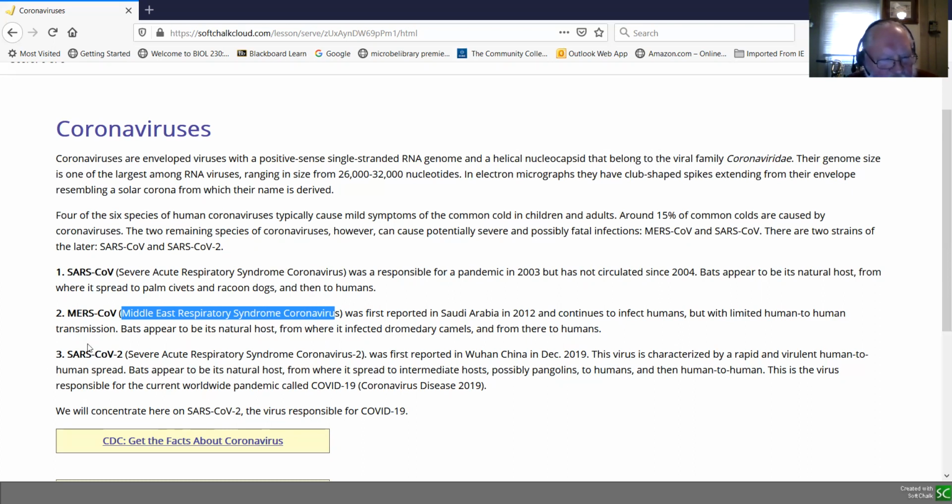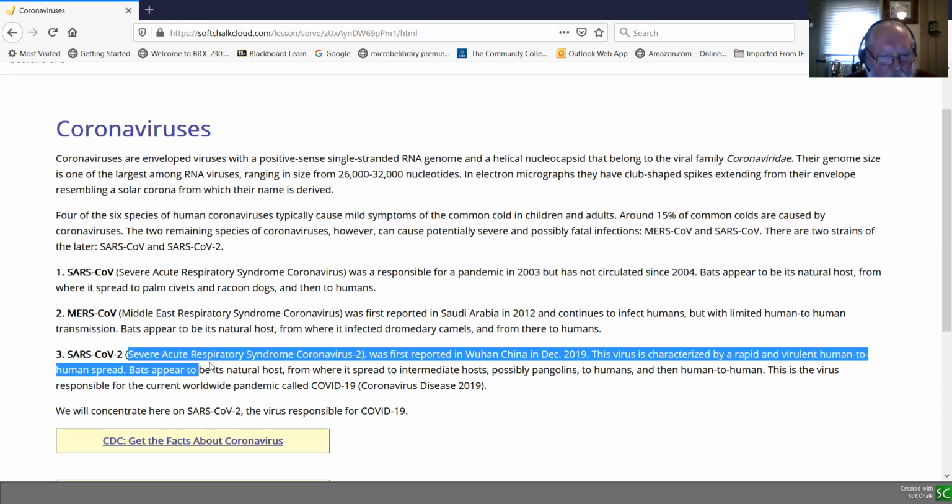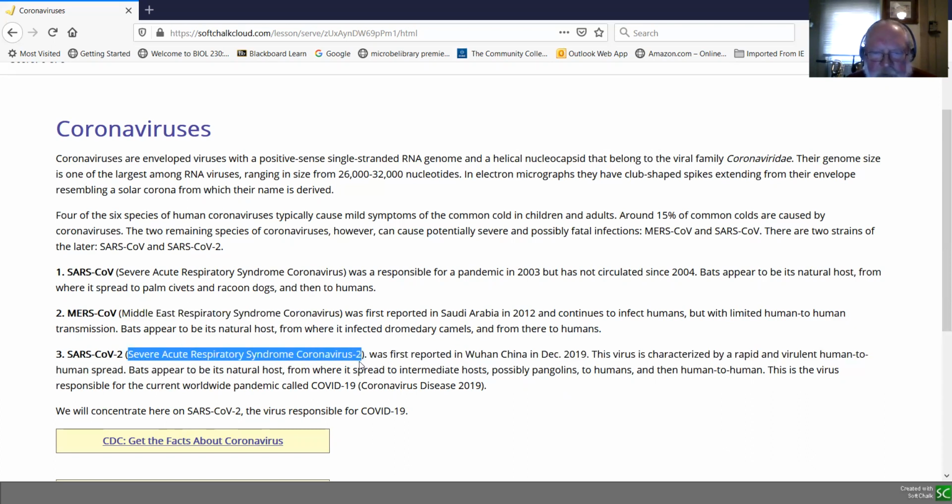And then SARS-CoV-2, Severe Acute Respiratory Syndrome coronavirus 2, was the one first reported in Wuhan, China in December of 2019. This virus is characterized by a very rapid and virulent human-to-human spread. And of course, that's the one responsible now for the pandemic we call COVID-19, which stands for coronavirus disease, first reported in 2019. So we're going to be concentrating on the life cycle of SARS-CoV-2, the one responsible for COVID-19.